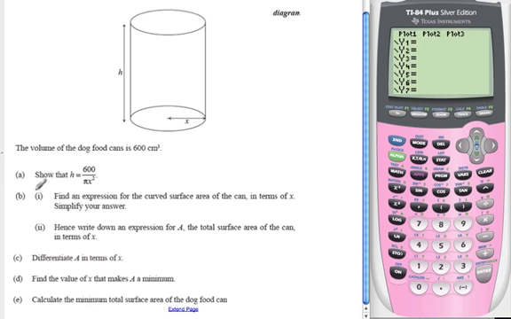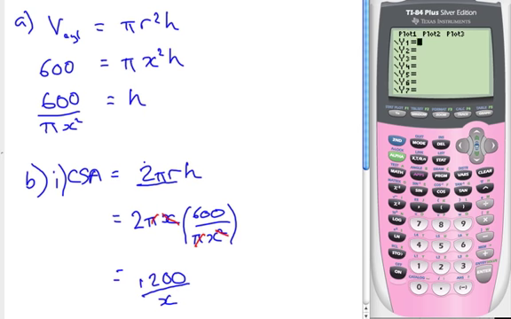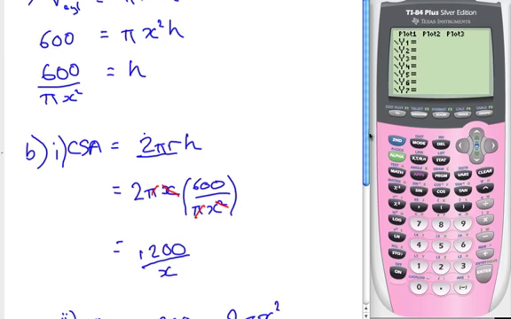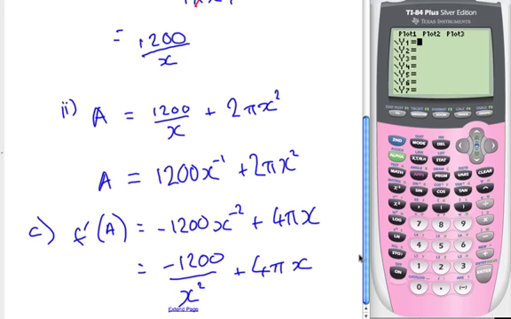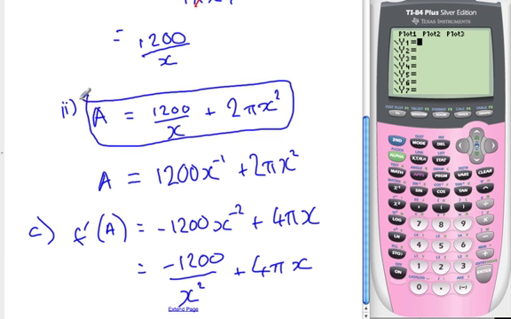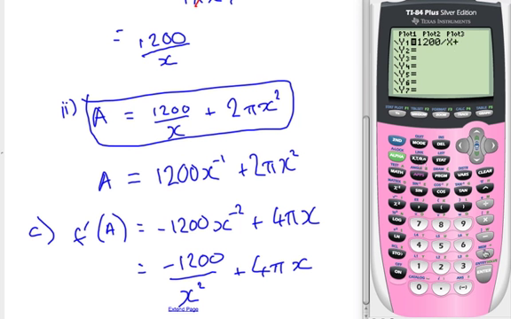All right, so let's go back here. I need to put in my calculator. What do I need to put in? Not f dash of A, but I need to put in the actual function. So I'm going to put this here into my calculator. 1200 divided by x plus 2 pi x squared. Okay, let's just do a standard zoom and see what that looks like to start with.